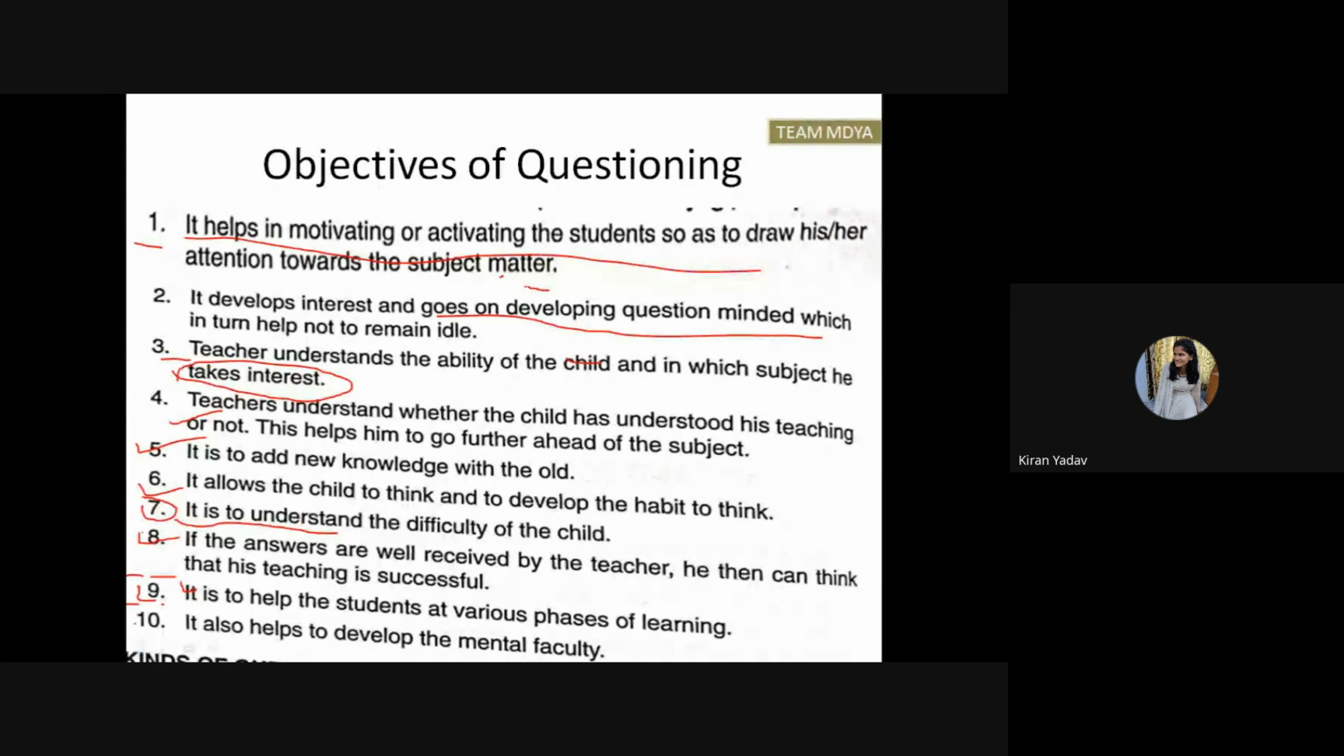Next point is it helps to develop the mental faculty. These are the objectives of teaching. Then next, basic characteristics of question.